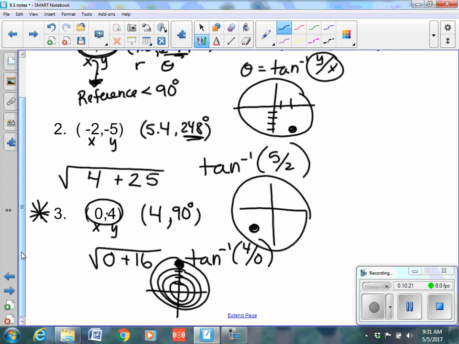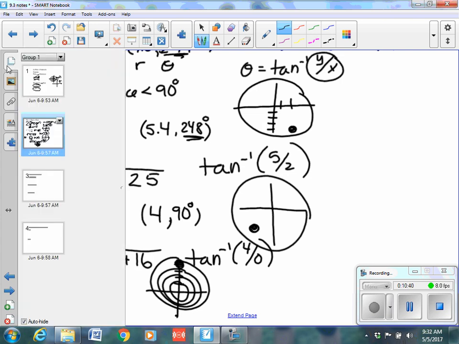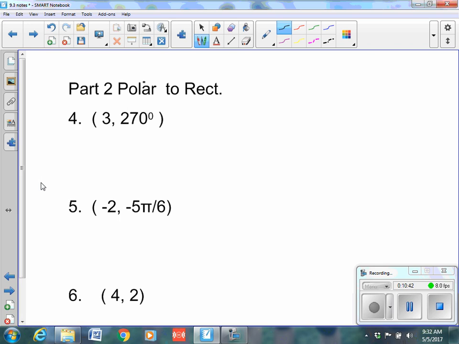Where doesn't it work on your calculator? At 90 and at 270 is where it would be undefined, and you just need to know where it would be placed, correct? Any questions on the first part of the assignment? Anybody want more, because I just screwed up the first problem? Everybody understand it? Okay, the opposite, I think, is even easier than the first one.